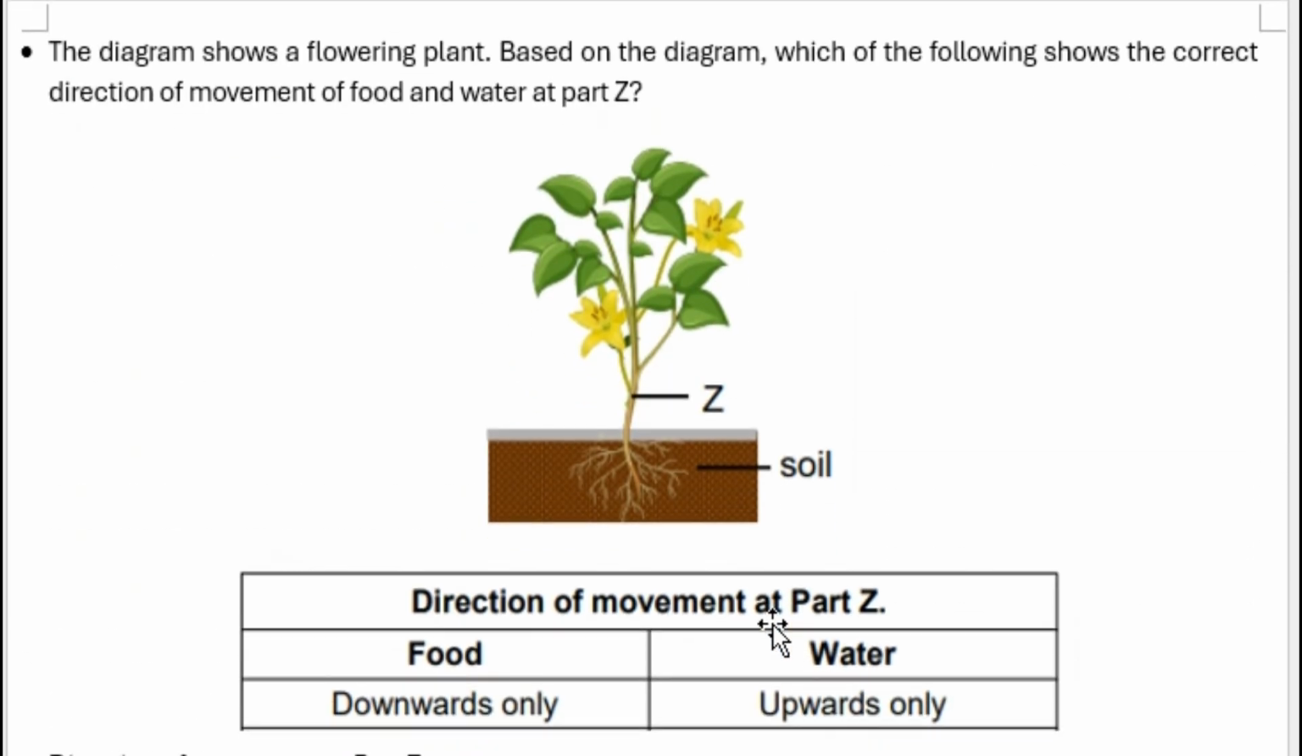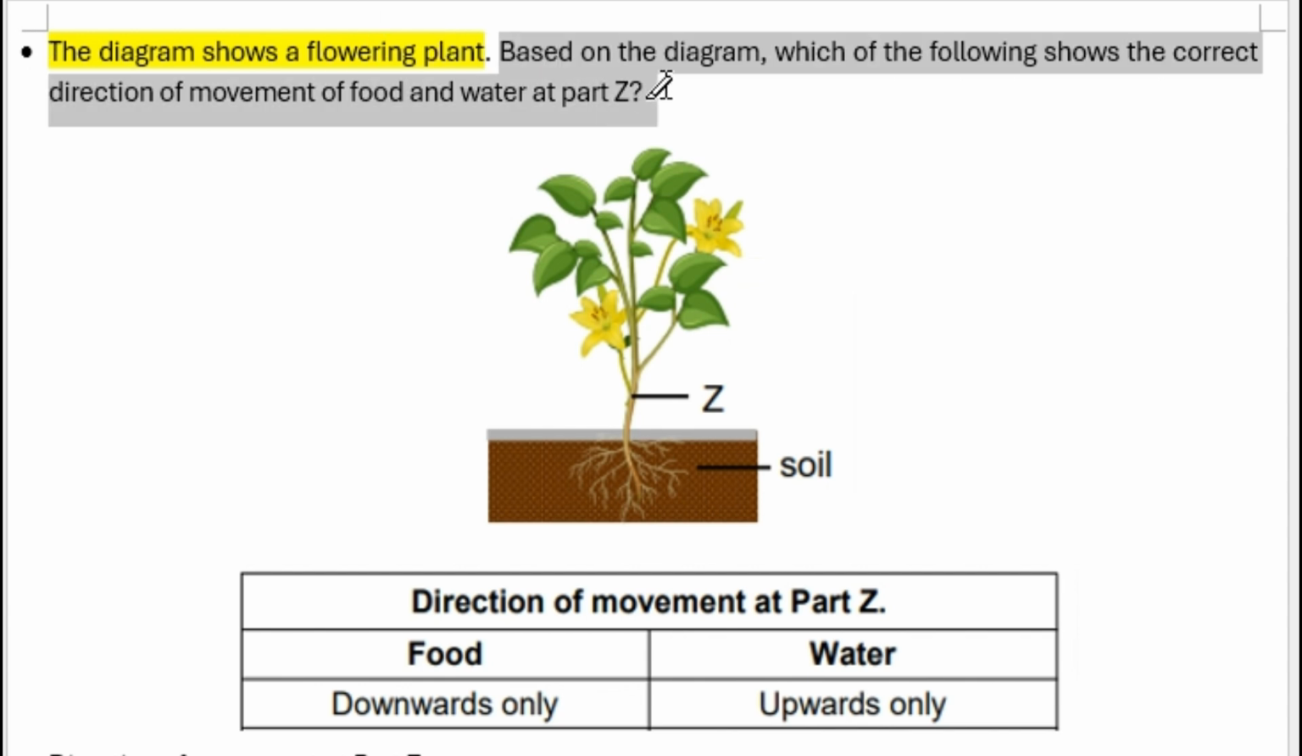The diagram shows a flowering plant. Based on the diagram, which of the following shows the correct direction of movement of food and water at Part C? Direction of movement at Part Z. Food downwards only. Water upwards only.